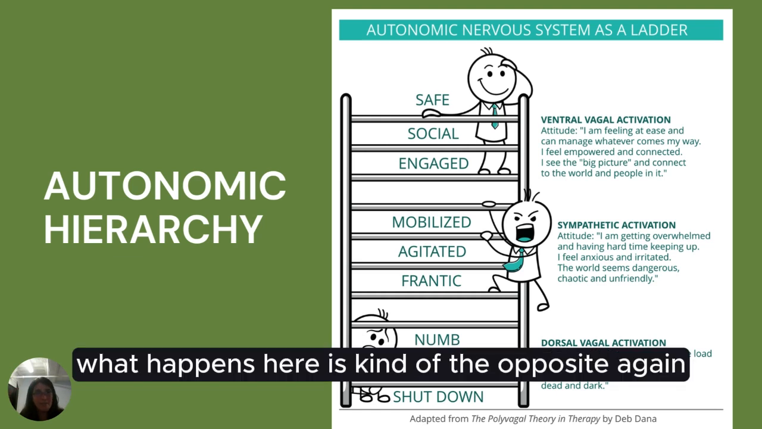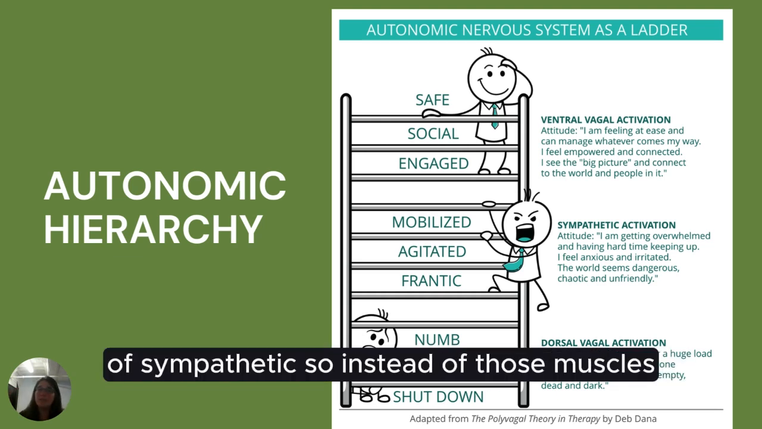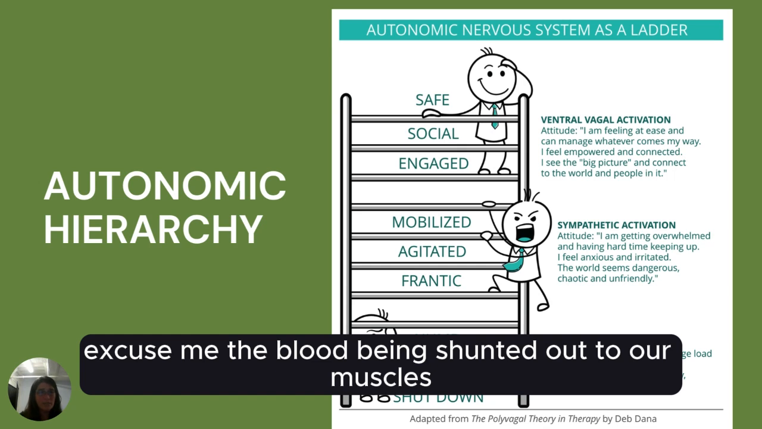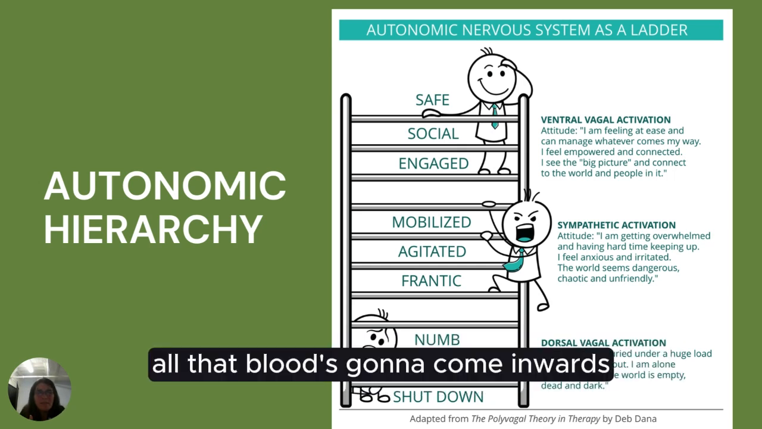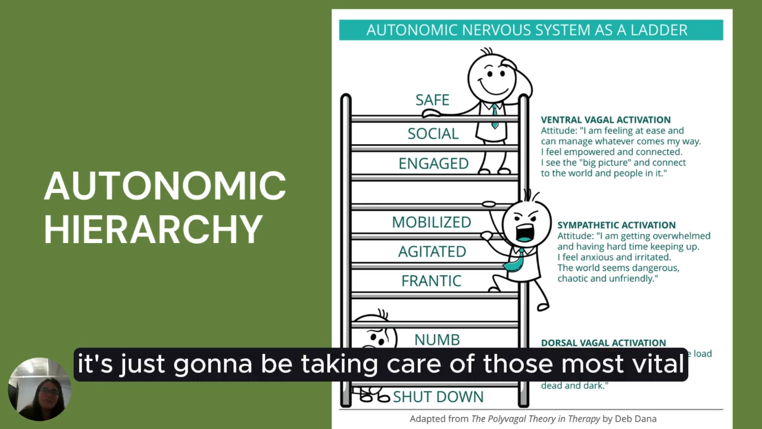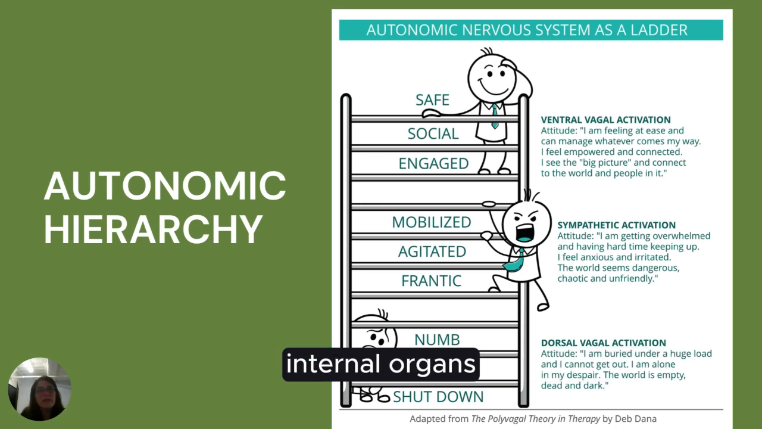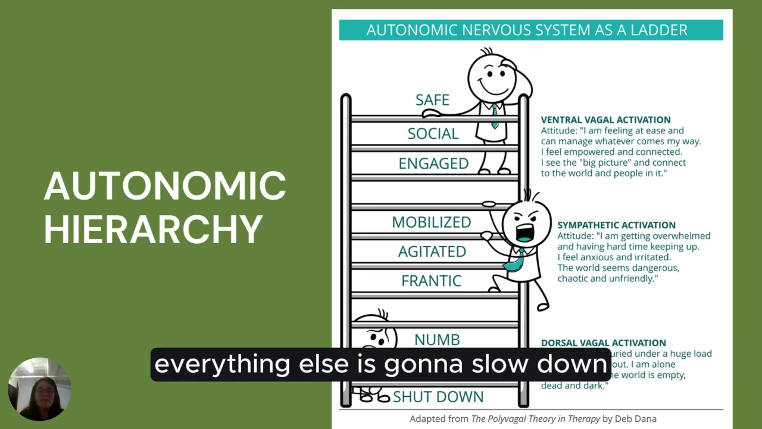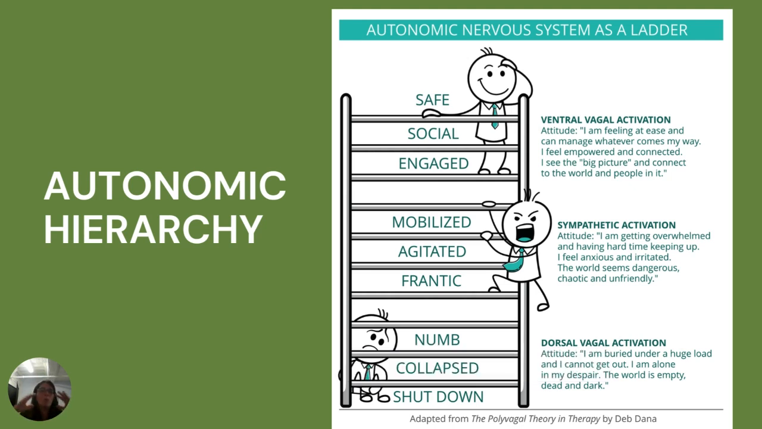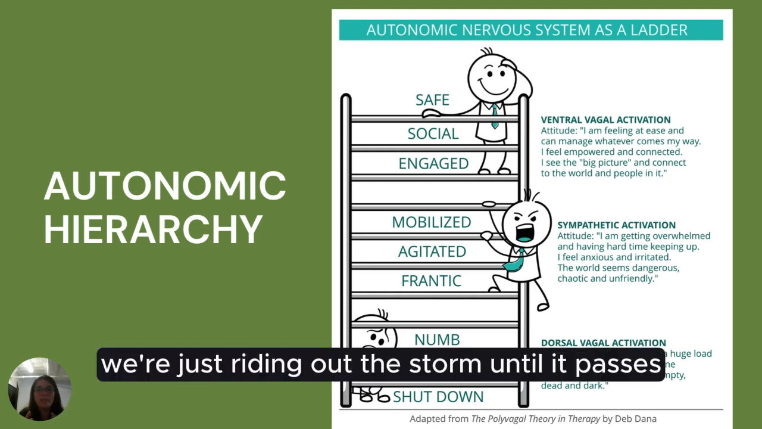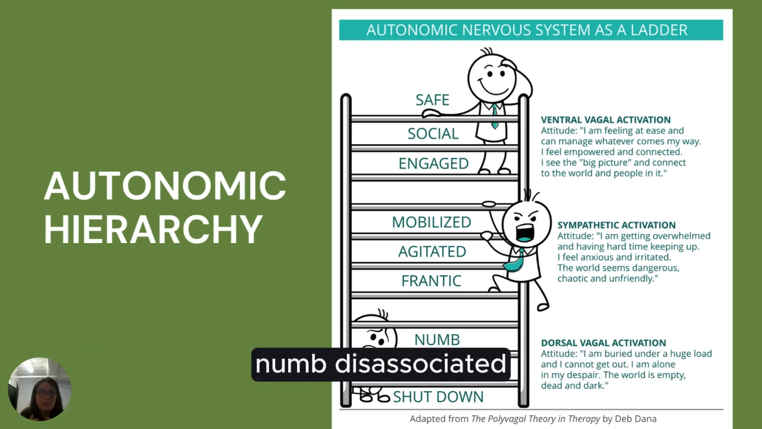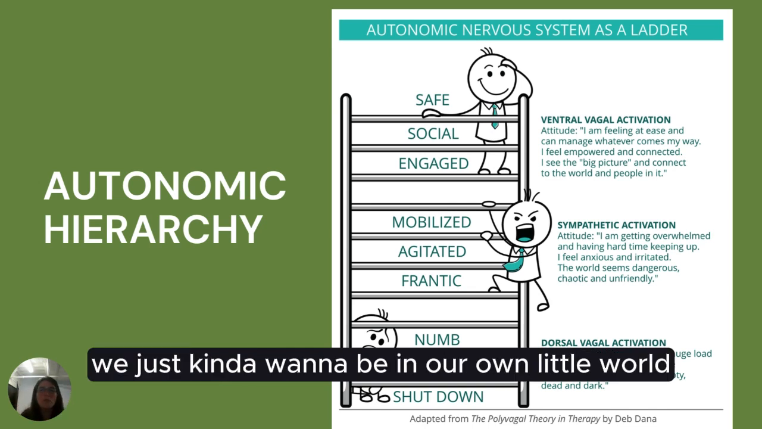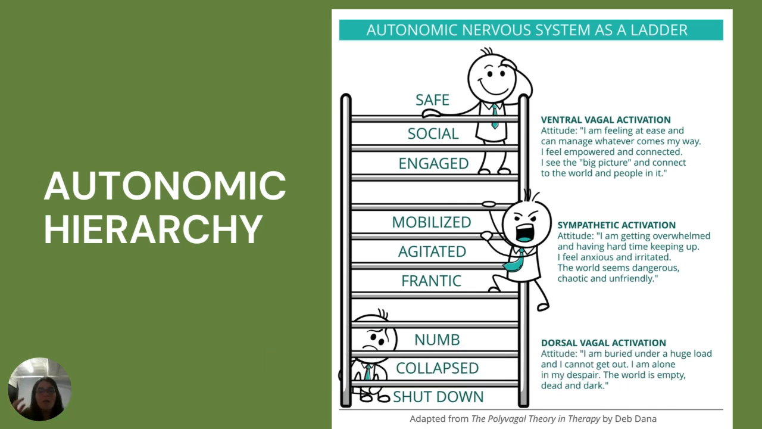What happens here is kind of the opposite again of sympathetic. So instead of the blood being shunted out to our muscles so we could mobilize or fight, all that blood's going to come inwards. And so it's just going to be taking care of those most vital internal organs. Everything else is going to slow down. We're just riding out this storm until it passes. Emotionally, we can feel depressed, withdrawn, numb, disassociated. We just kind of want to be in our own little world with nobody else.